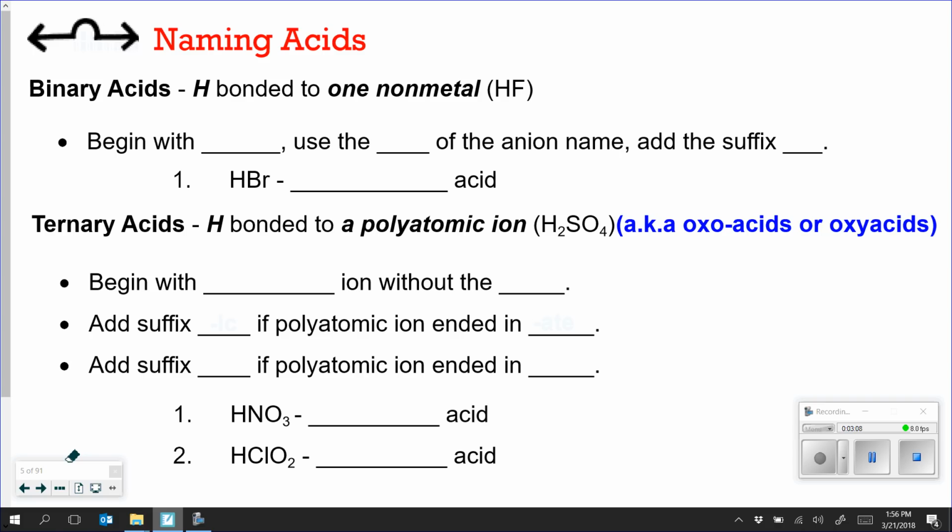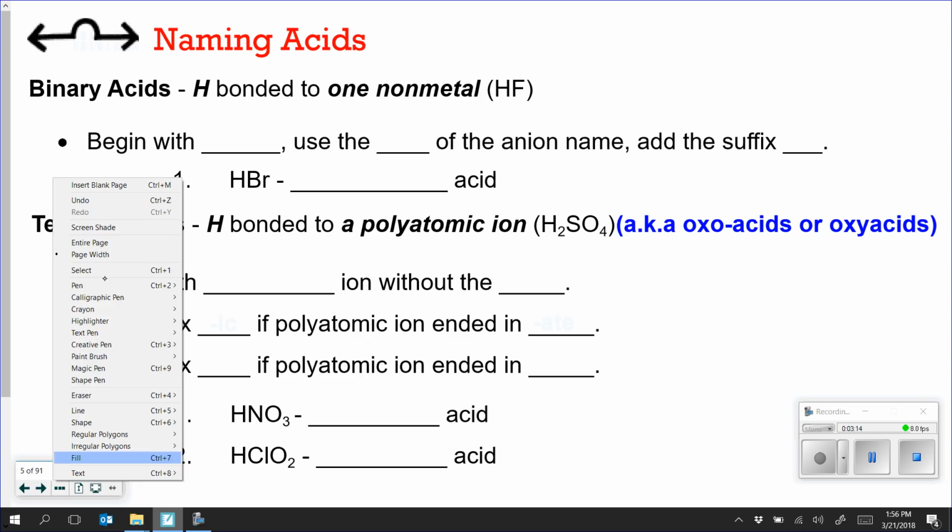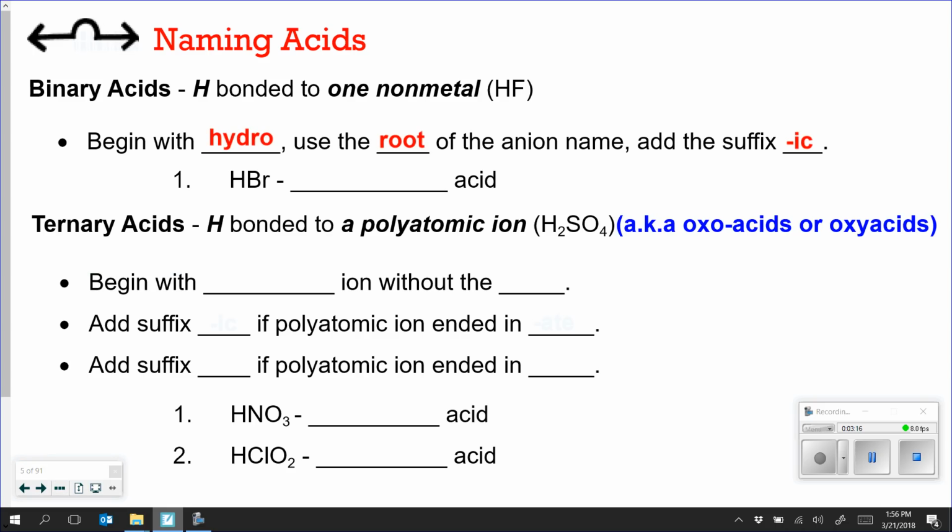When we're naming binary acids, that's an H bonded to one nonmetal, for example, HF, we're going to begin with hydro- and then use the root of the anion name and add the suffix -ic. So for example, HBr, clearly a binary acid, is going to be hydrobromic acid.